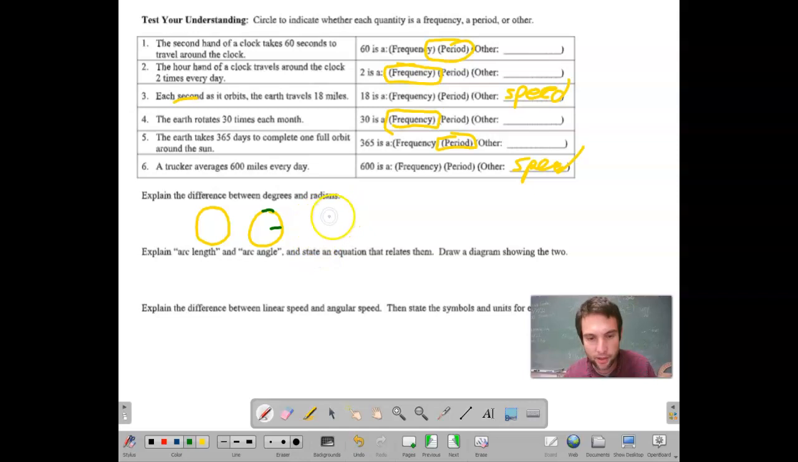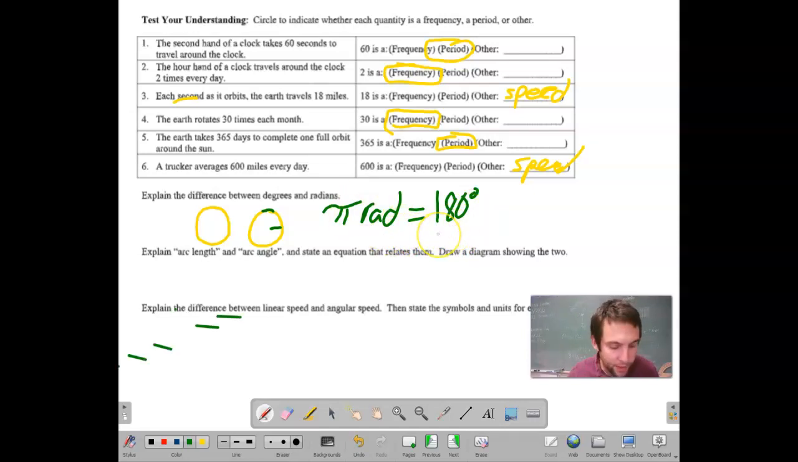The relationship between them, that is useful to know. I would just memorize it. Pi rad equals 180 degrees. So memorize that if you need to go degrees to radians or radians to degrees. If you're going degrees to radians, then you multiply your degrees by pi over 180.